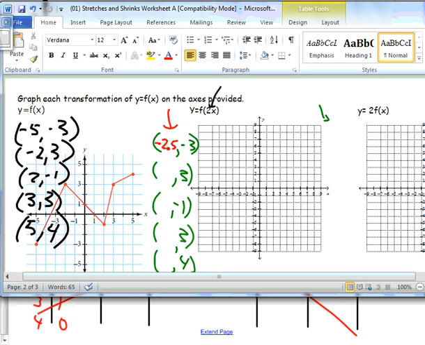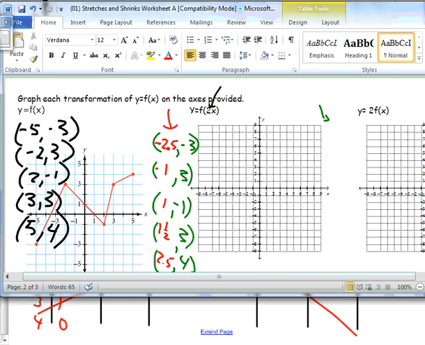Half of negative 2 is negative 1. Half of positive 2 is positive 1. Half of 3 is 1.5. And half of 5 is 2.5. And now if I graph these points, it will make my graph.